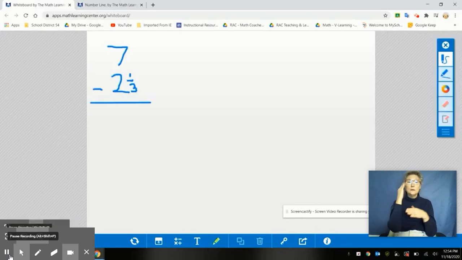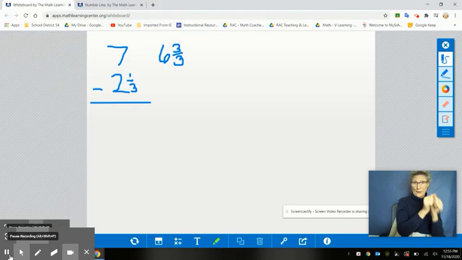So we know that we have no fractional pieces when we look to subtract 7, and we can't take 1/3 from nothing. So we need to rename our 7. Can you remind me what I would rename 7 as to have fractional pieces? You said 6 3/3. Man, you really are some math wizards. Great thinking. Okay, so I have 6 3/3. I don't need to add anything because there were no fractional pieces to begin with. So I'm just going to rewrite 2 and 1/3, and then we can start subtracting.